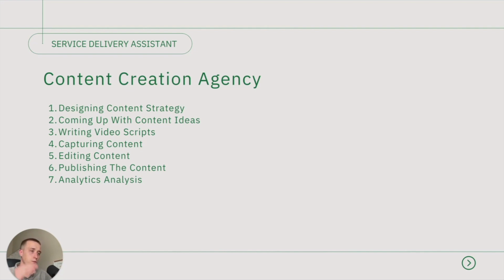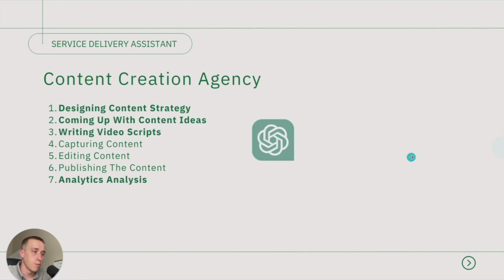So what we would do is we would look at these tasks and we would identify which of these tasks ChatGPT can help us with, help us complete, right? Maybe not do it all entirely itself, but where can we get assistance from ChatGPT within this task? Boom. So we have these four, right? So designing content strategy, coming up with content ideas, writing video scripts, and then analyzing the content to identify what's working and what's not. So these are the four tasks that within our offer, ChatGPT can help us with.